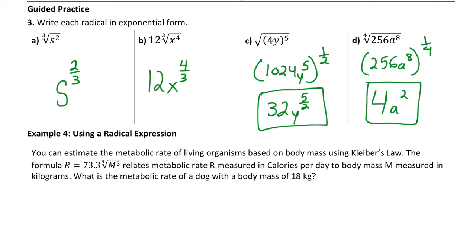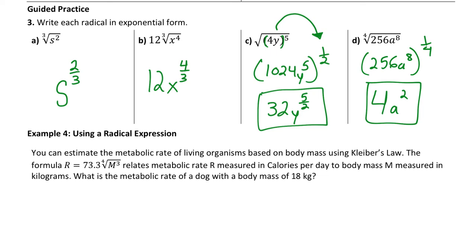Okay, so for these guided practice problems, I thought A and B should have been the simpler ones, so hopefully you at least tried A and B and got those. C and D are a little bit trickier because it's understanding that the quantity 4y is all being raised to the 5th power. So that means I raised both 4 and y to the 5th power. That's why I got 1024y to the 5th. That's all under the square root, which we talked about before. You convert a square root to the 1/2 power. If I raise both of those to the 1/2 power, I get 32y to the 5/2 power.